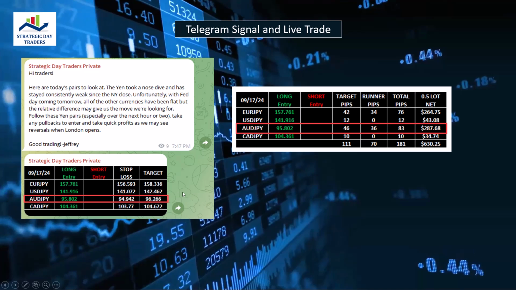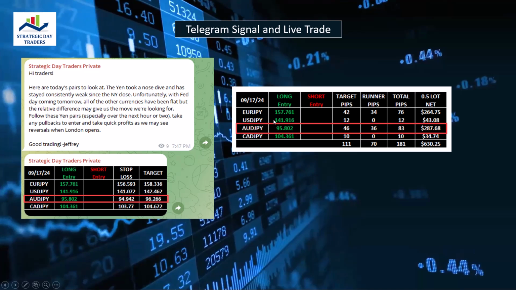But if you're still at your computer, by all means, use your discretion. Move your targets, let them run, and move targets up to the next edge of a supply or demand zone that looks like it's appearing. And here's how it played out for this particular pair.